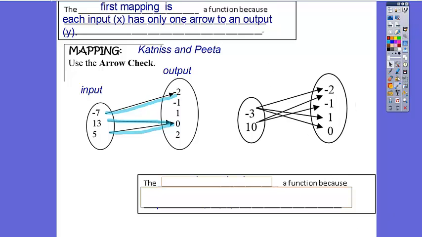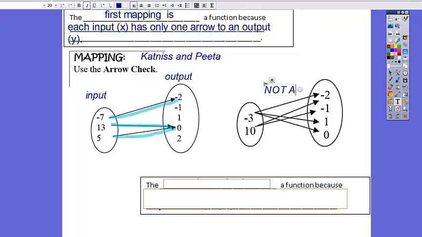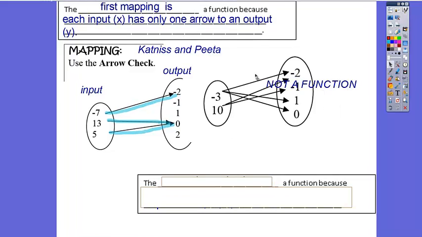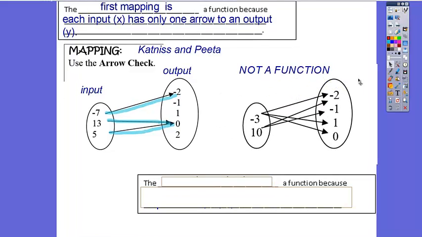Now, looking at this second one. This second one is not a function. Not a function. And we're going to think back to Katniss and Peeta. When I look at my input values, I see that Katniss here has some arrows. Katniss's arrows broke and hit multiple different targets. -3 hit -2, -3 hit 1, and -3 hit 0. Regardless of how good Katniss is, her arrow cannot split into 3 different arrows. So this is not a function.